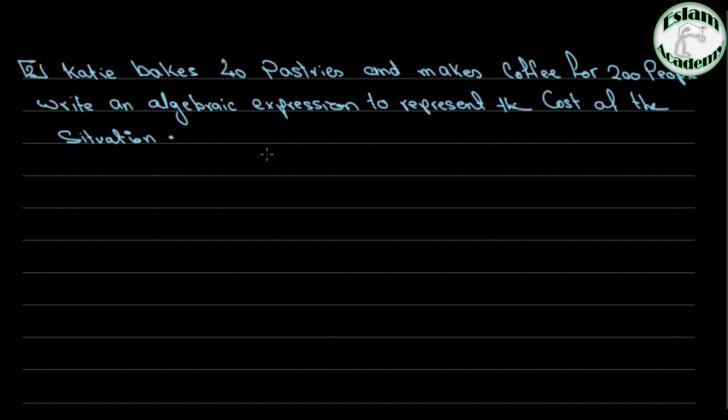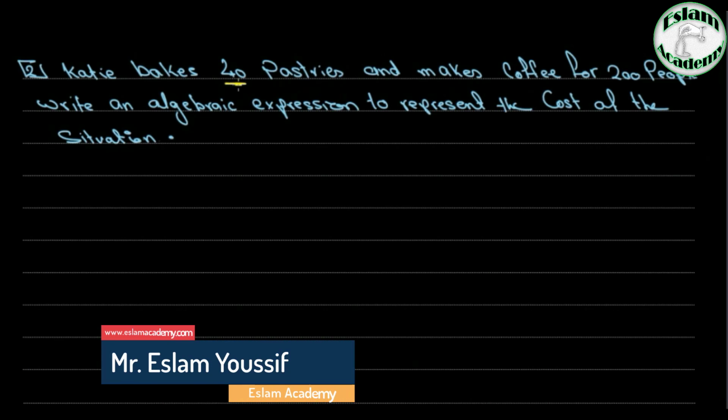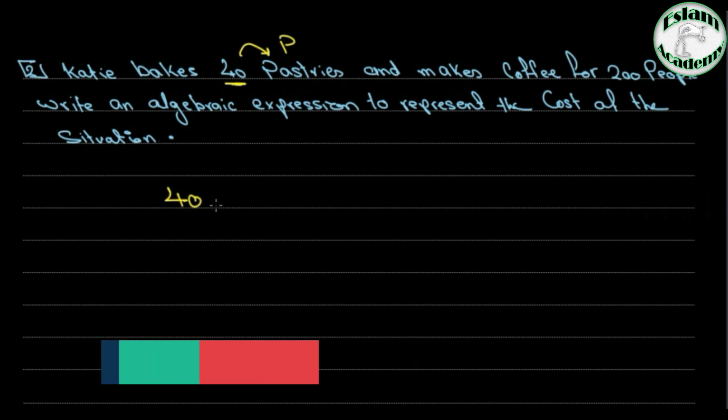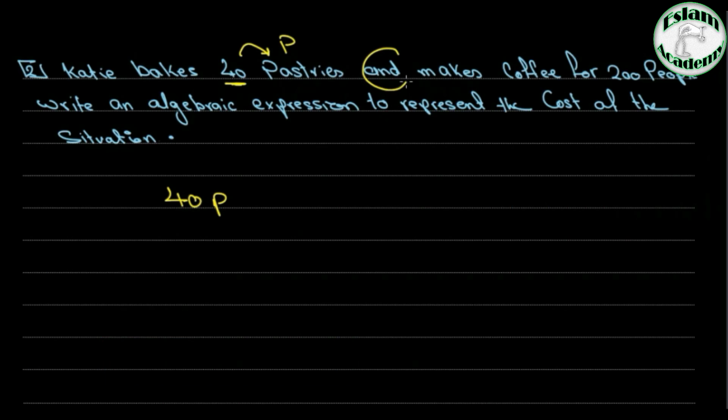Number 2: Katie bakes 40 pastries and makes a coffee for 200 people. Write the algebraic expression that represents the cost of the situation. As we said before, the algebraic expression could be the sum or the product, or the sum and the product of a number and a variable. The first number we have is 40. 40 for what? 40 for p, that's the variable. So we have 40p. The word and means increased by, so we will add a coffee for 200 people. That's the number for the coffee, so it will be 200c. So the expression which represents the situation is 40p plus 200c.